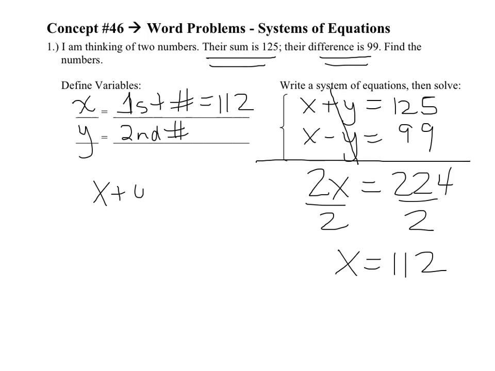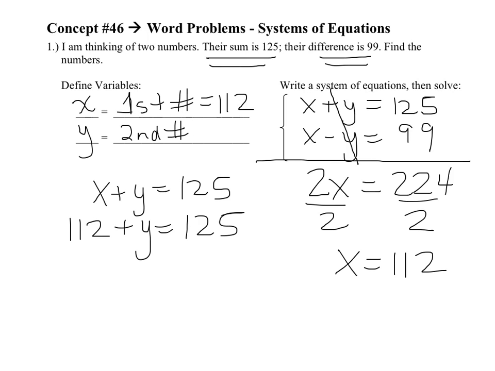And for the other one, we could plug into either equation, so I know that x plus y equals 125. If I take 112, put it where the x is, and add it to y, all I have to do to get y is subtract 112 from 125. And we then get y is equal to 13. So I'm going to put 13 up here.